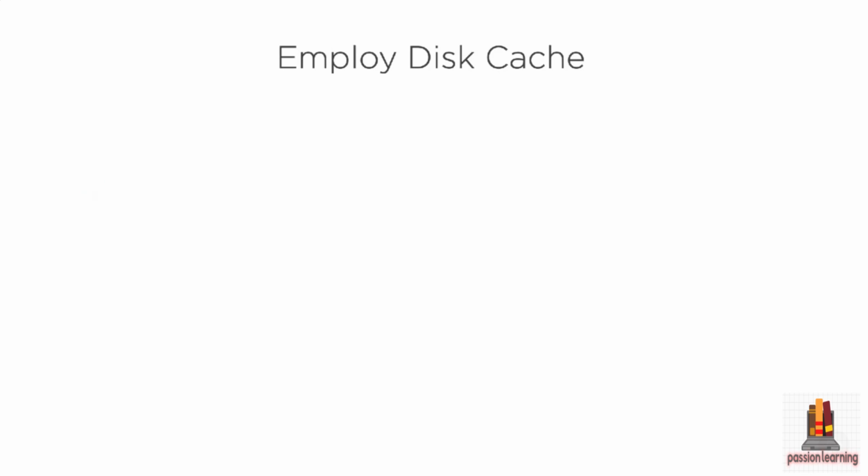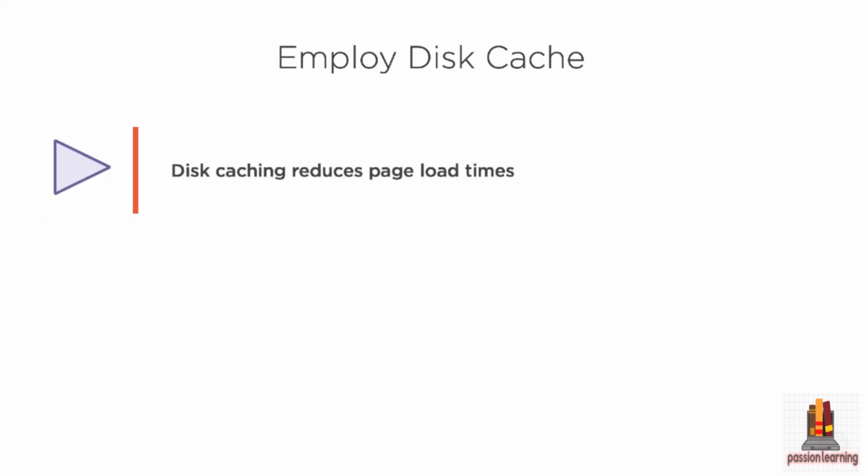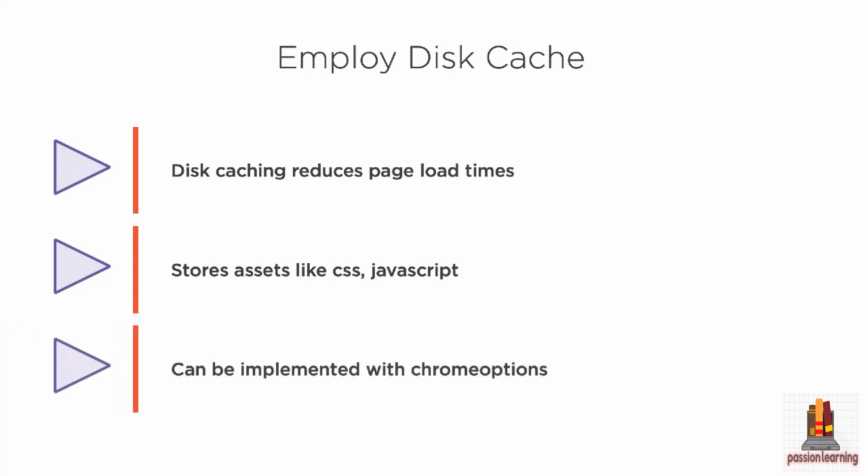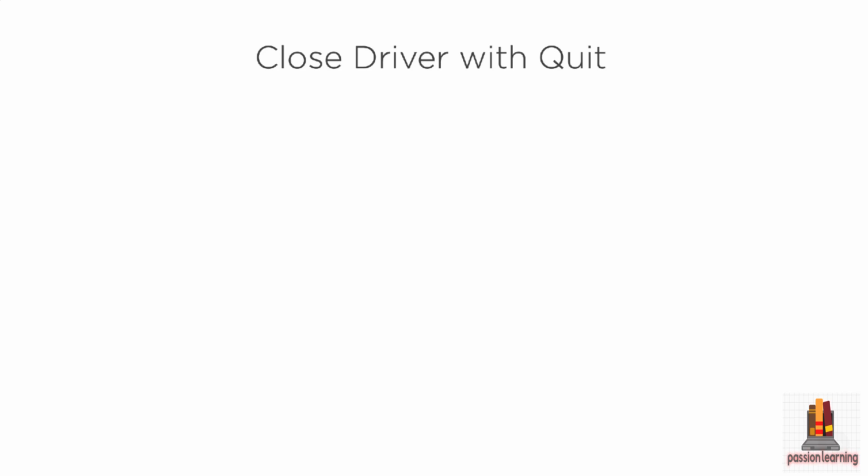Employing disk cache. In modern web browsers, disk caching reduces page loading times by a good margin. This basically stores all the website assets like CSS, JavaScript in disk storage for faster loading, which is helpful when you load multiple pages of the same website. Again, all you have to do to implement it practically is to use Chrome options to configure the driver to do this while initializing.